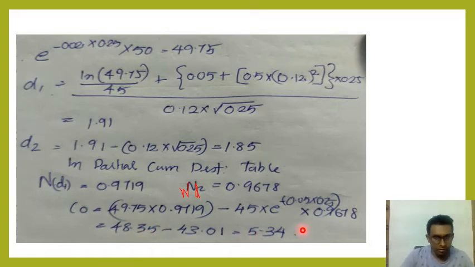So you should note here that the call value in the Black-Scholes model without this dividend yield was 5.59. So the dividend yield has actually decreased our call value by about 0.25 or so. This decrease is due to the dividend yield of our security that is being paid to us. So that's how dividend impacts the Black-Scholes model.